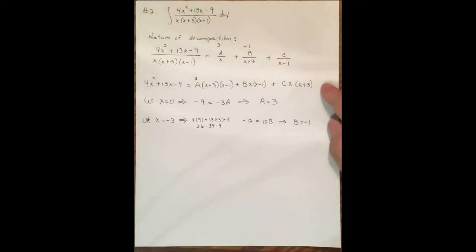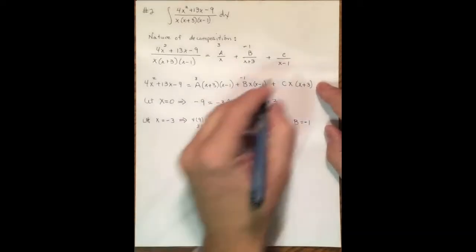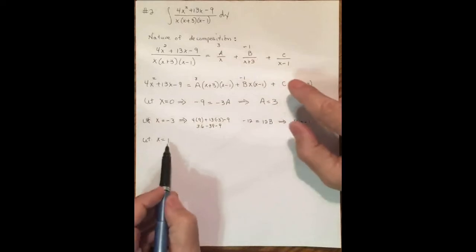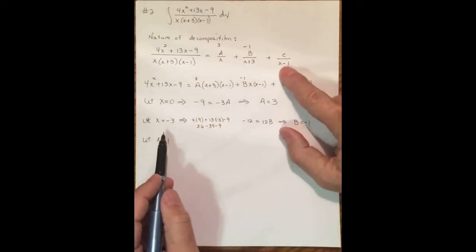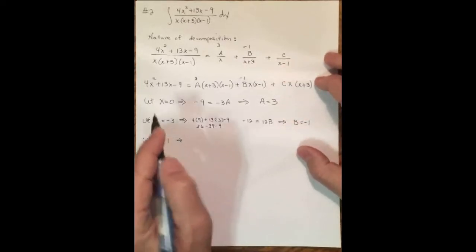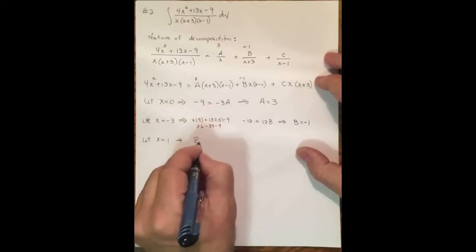So we've got the mechanics, if you want to say it, of what's in the book, but we have the cleverness of the Heaviside method. Now finally, let x equal 1. And remember, where I'm getting these numbers here, they're just the values of x that make that denominator 0. So if I let x equal 1 everywhere, I just get 4 plus 13 is 17. 17 minus 9 is 8.